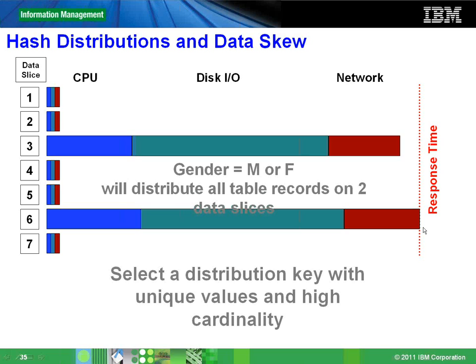And what happens is the blades that are servicing these 2 disks will be working overtime, while blades that are servicing disks 1, 2, 4, 5, and 7 in this example, right, will literally be sleeping when queries are run. So the key is to select a distribution key with unique values and high cardinality.